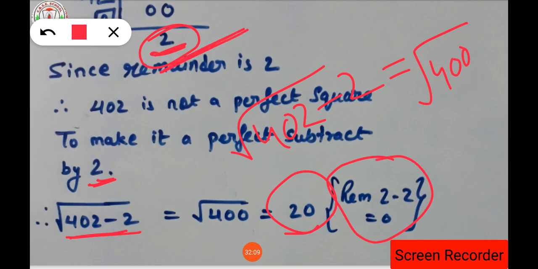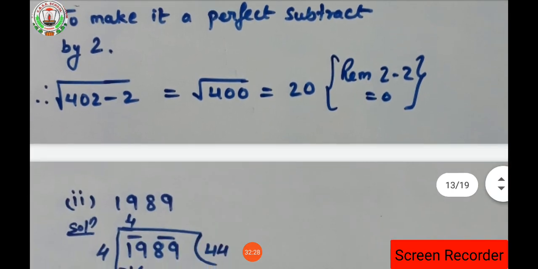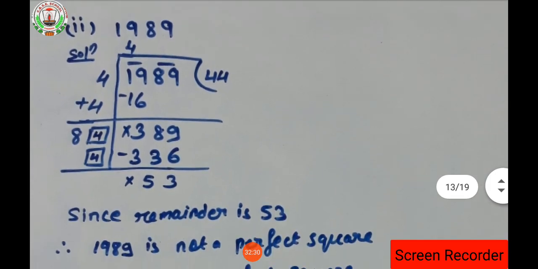And that 2 will be subtracted from the remainder also. Since the remainder is 2, it will be subtracted on both sides, as I told you, that means it will be subtracted from the dividend as well as from the remainder. So the answer: the square root of 400 is the perfect square root whose square is 20. Clear, everyone? In the same way, the second part is 1989.